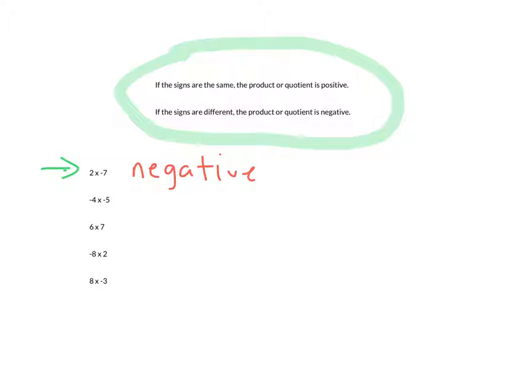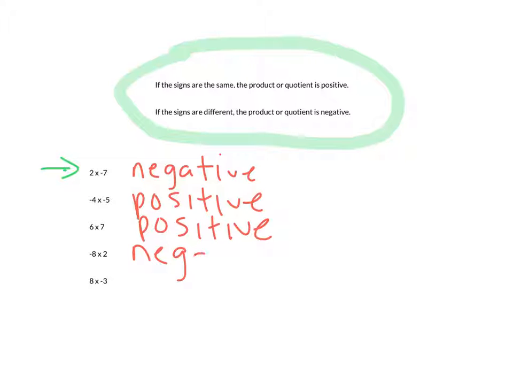-4 times -5, the signs are the same. It's going to give you a positive. 6 times 7, both signs are the same. Positive. -8 times 2, signs are different. It's negative. And 8 times -3, signs are different, also negative.